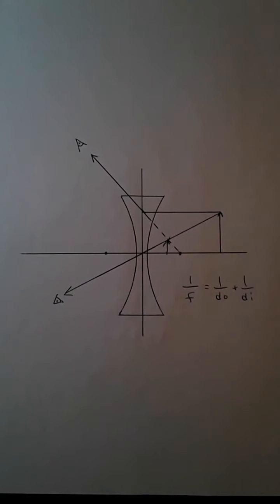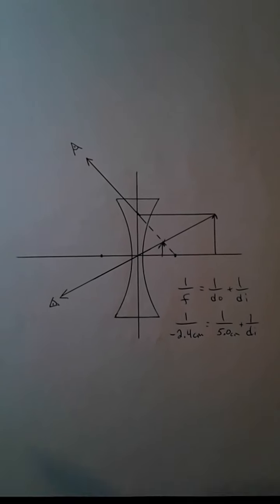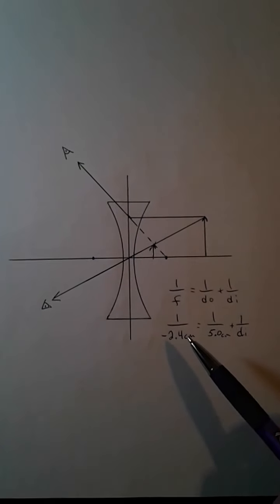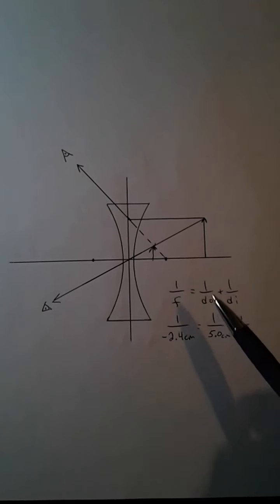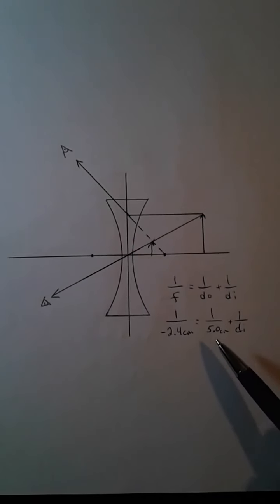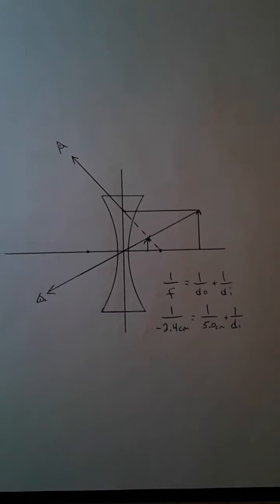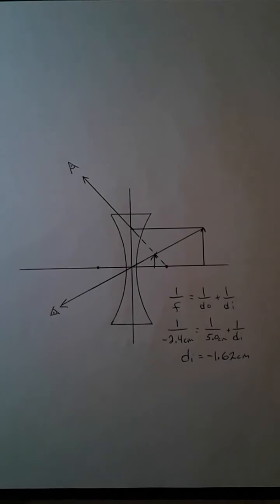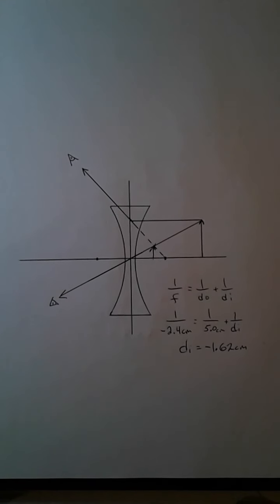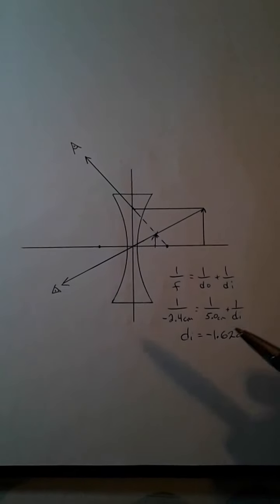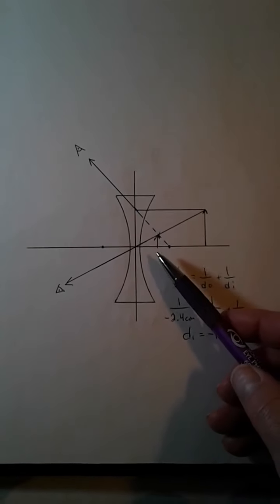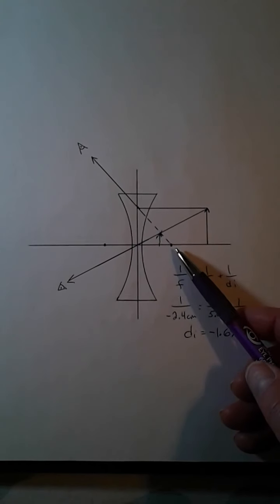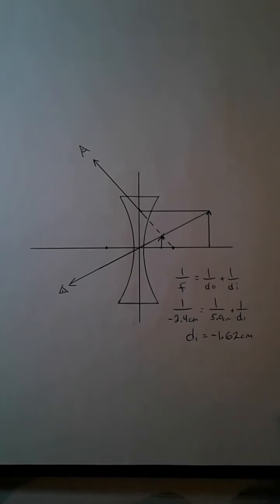Using our formula, we use the negative 2.4 centimeters for the focal length, and according to the scale, it's about 5 centimeters out to the object. And DI works out to be negative 1.62 centimeters. Negative because it's virtual. And if that's 2.4, yep, I'll go along with that. That's about 1.6.